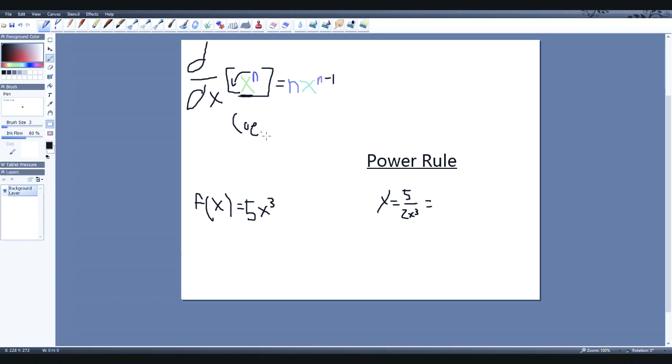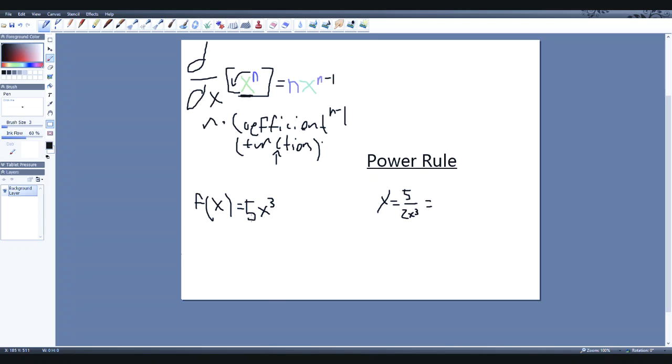So remember, you're multiplying it by the coefficient of the function, and then you're reducing it by 1. So I have some examples for you. Remember the coefficient of the function. Not just the coefficient, but the coefficient of the function.